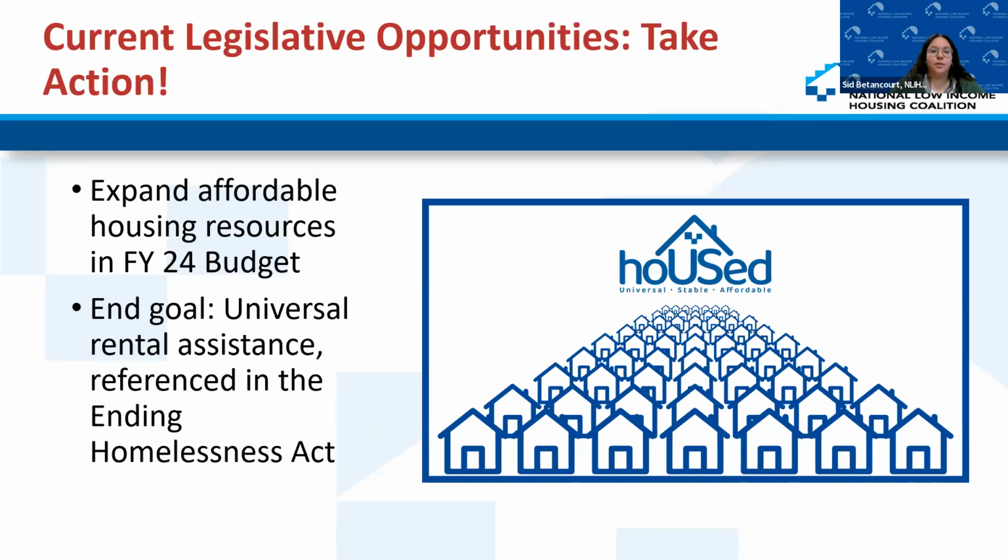Currently, we have two specific opportunities. There's a lot more ways to get engaged, but the two that I did want to highlight was expanding affordable housing resources in the FY24 budget. And then our end goal really is to have universal rental assistance. I think right here it says Ending Homelessness Act, which was still relevant last year, but right now we're really pushing towards the Eviction Crisis Act because it is a bipartisan act that will likely pass with enough support. Not this year, but within this Congress. So yeah.